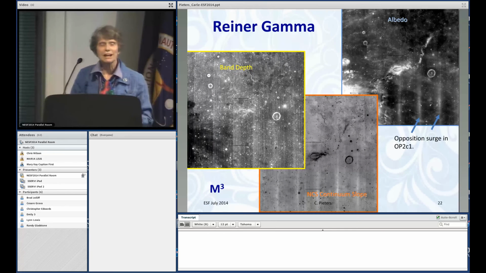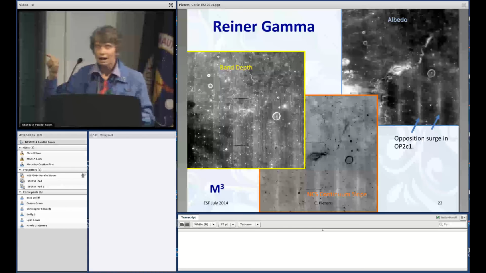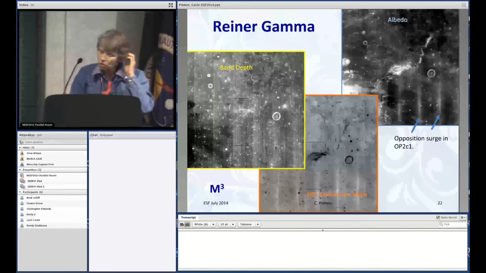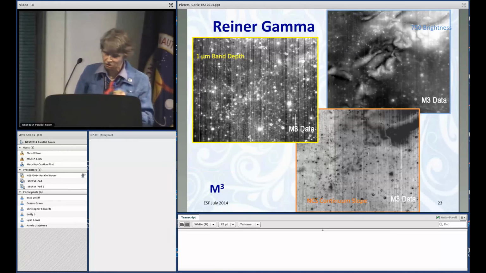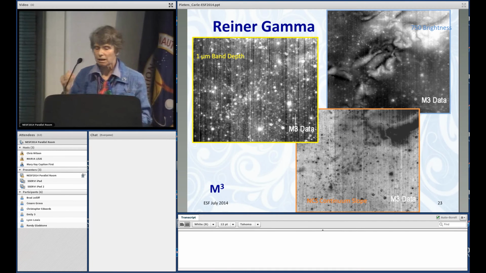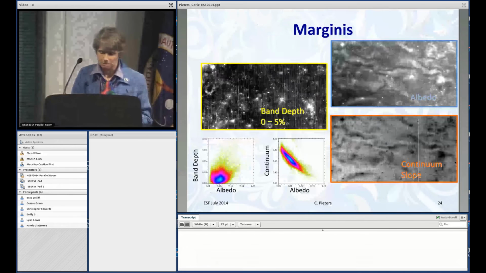Reiner Gamma's our favorite. This is the one case, especially with the head, the main body of the Reiner Gamma, that does have a link with band strength. Not as strong as it should be, but nevertheless, there's some. However, if you look at some of the more delicate parts of the swirl, and we'll zero in on that box there, again, you come back to this continuum slope and albedo correlation, but lack of correlation with the band strength.